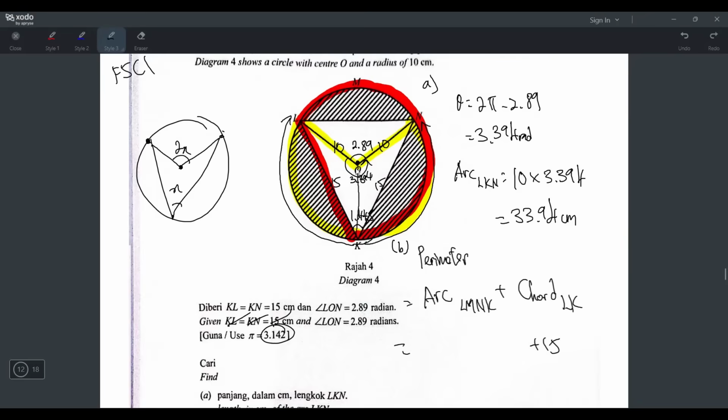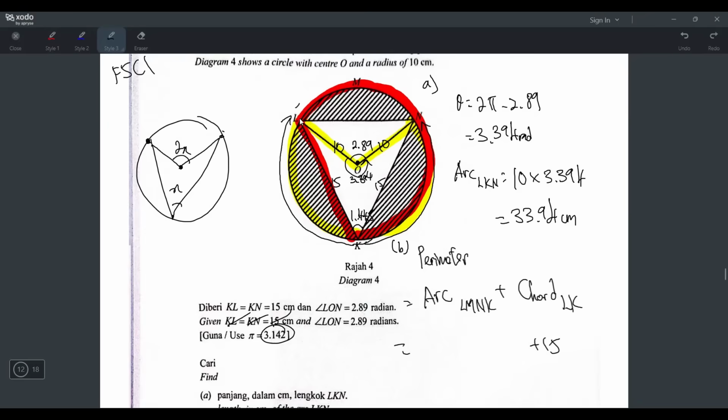Let me think, guys. Okay, I think I have to find it again. So to find the red color arc from here to here, I will.